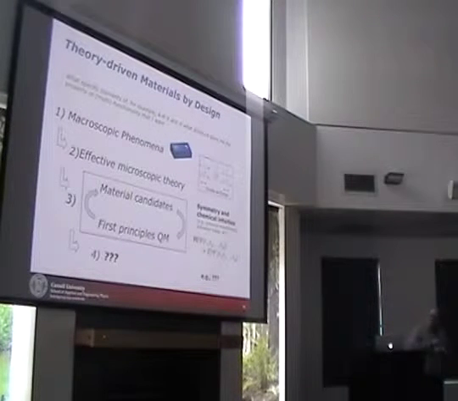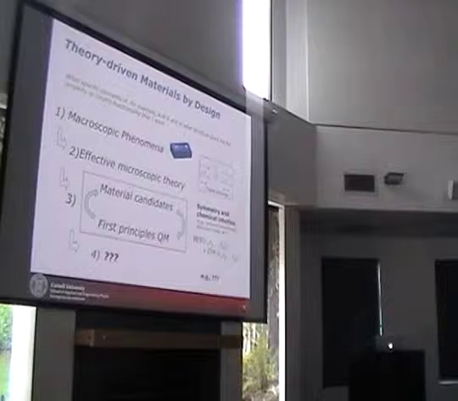Put this in a little different context. We're up here. We're starting with some effective microscopic theory. How do we find material realization? The first step, and we'll show some examples of this later today, is to come up with some materials candidates. How do we go from that step of the theory to the material candidates? There's a lot in there.